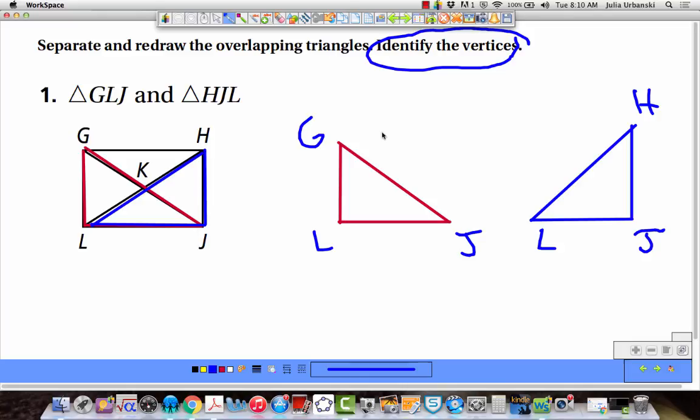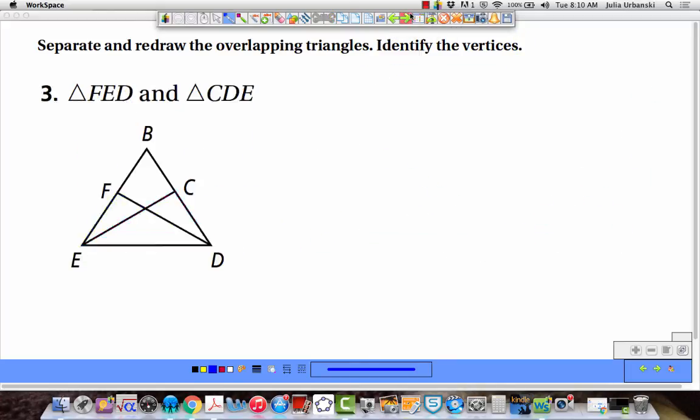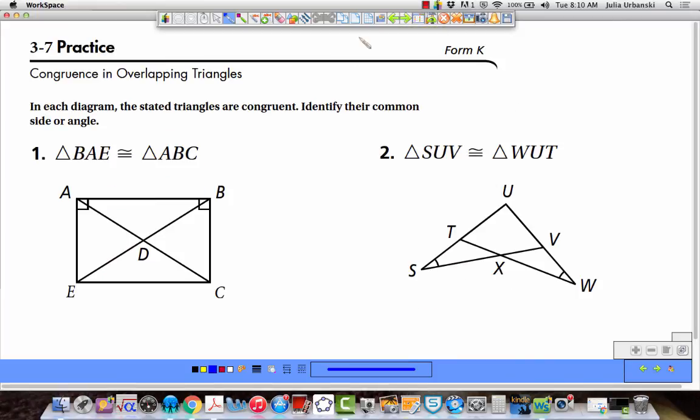Look at the next page over. Flip it. And the directions change just a little bit. The directions say to redraw it and find the parts that are the same on both. Identify the common sides or angles. So look right here. You have B, A, E. Common means they share it. That means we're looking for a reflexive part. Something that's the same on the red triangle as it is on the blue triangle.